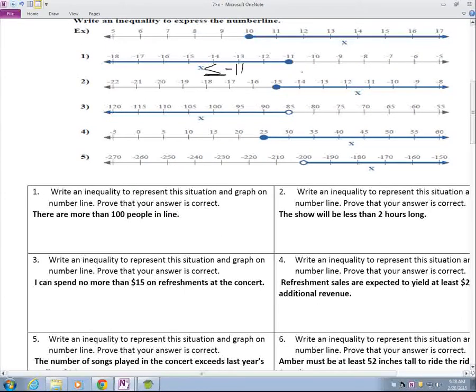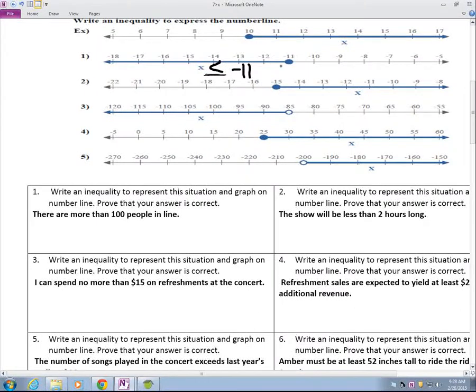So let's do another one here. See how this is less than or equal to? I'm going to make that thicker. Less than or equal to negative 11, because that's where we're at. And it's a filled-in circle. A filled-in circle means this number here is included. I'm going to do this one as well.